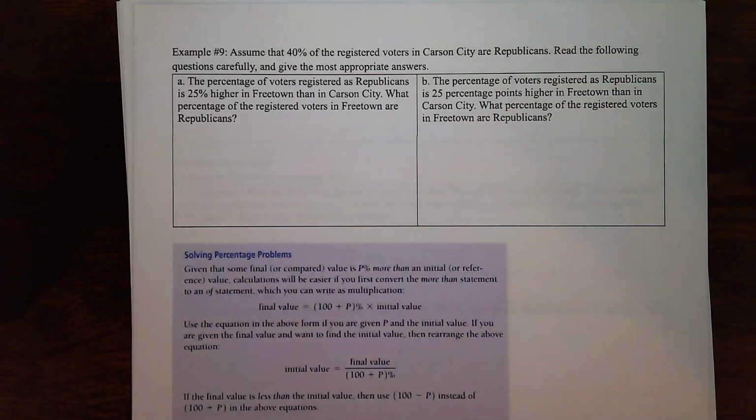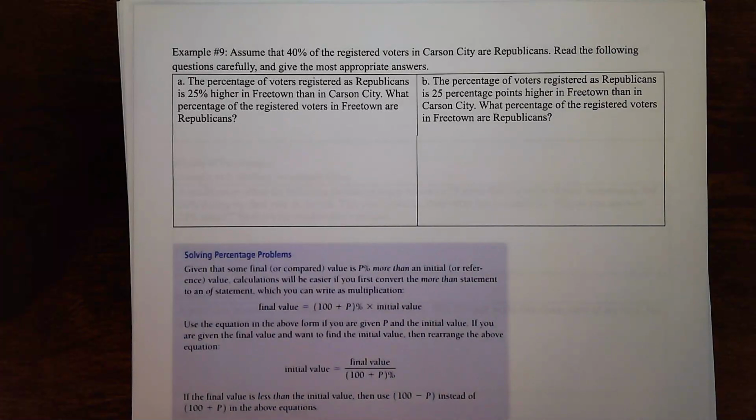All right, assume that 40% of registered voters in Carson City are Republicans. Read the following questions carefully and give the most appropriate answers. Percentage of voters that's registered Republicans is 25% higher in Freetown than in Carson City. What is the percentage of registered voters in Freetown that are Republicans?